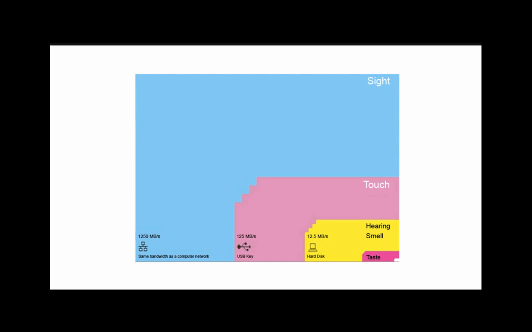Then you have hearing and smell, translating to the capability of a hard disk. Next, there's taste, barely the power of a pocket calculator. And then finally, that little white square there in the bottom right corner is 0.7%. This square represents the amount that we're actually aware of.